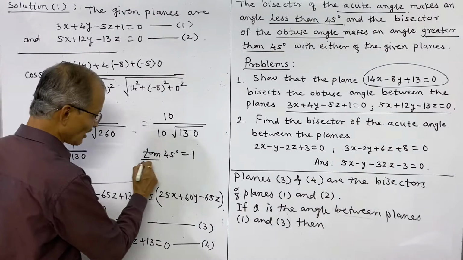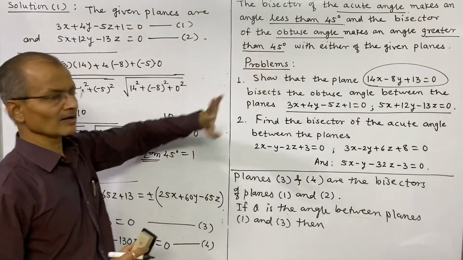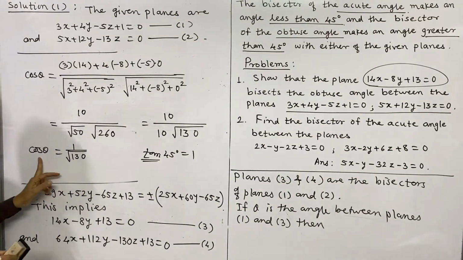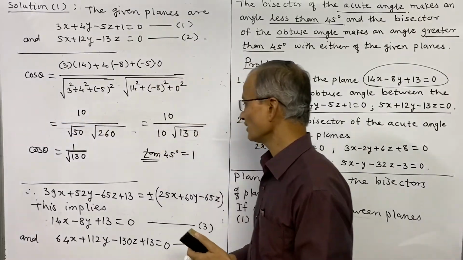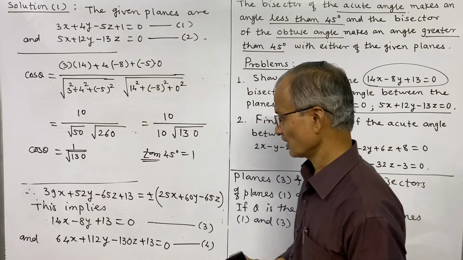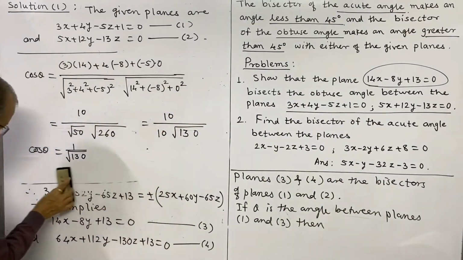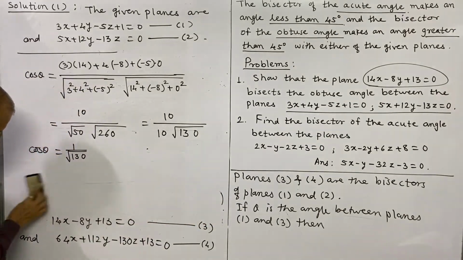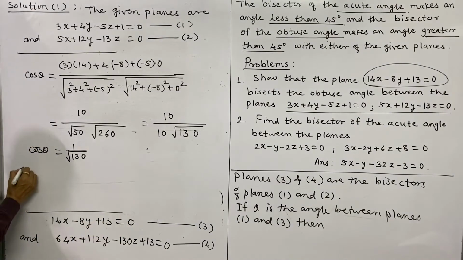So tan is required to decide whether it is less than 45 or greater than 45, and to get tan we have to obtain cos. Once cos is obtained, we have to obtain sin theta, and then sin upon cos gives the expression for tan theta. So from cos theta, how do we obtain sin theta? Using the formula.